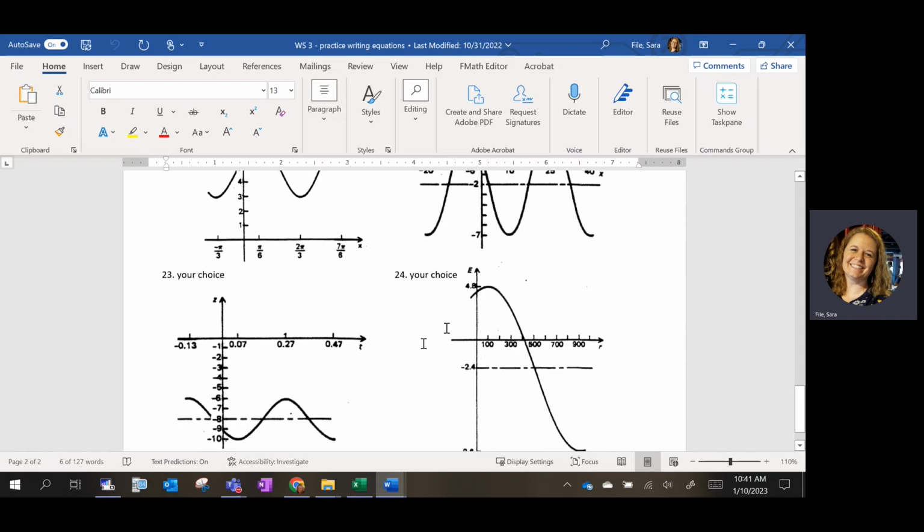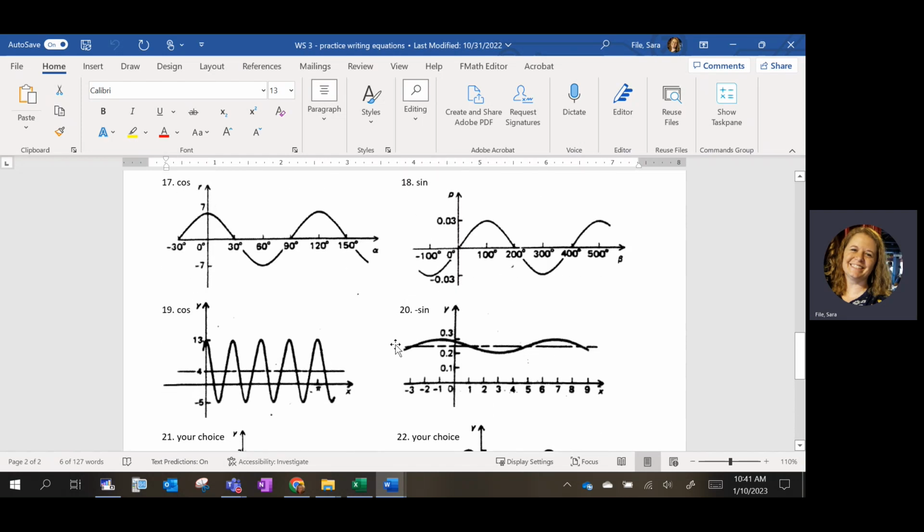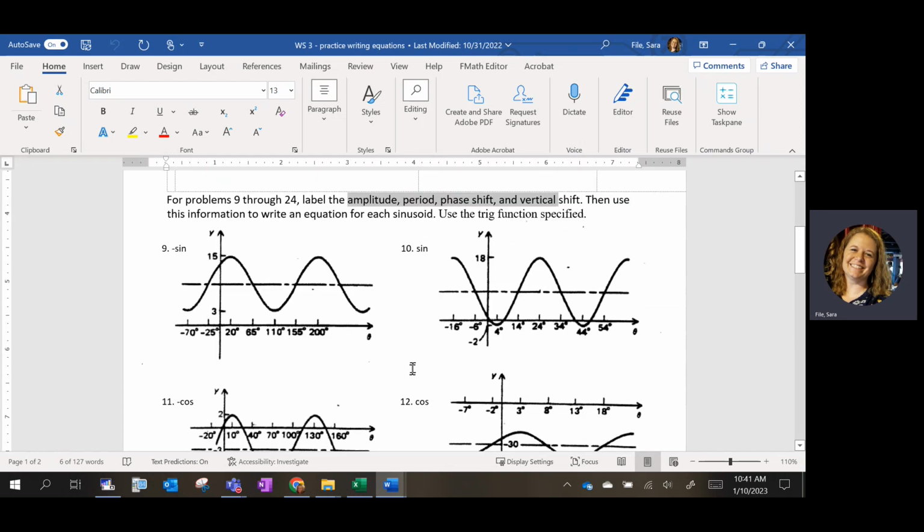Even though you don't see pi on the x-axis, these are in radians. So do these 19 on in radians. Now, this is a lot of graphs. I don't need you to do every single one of these, so I'm going to tell you how I want you to split it up.